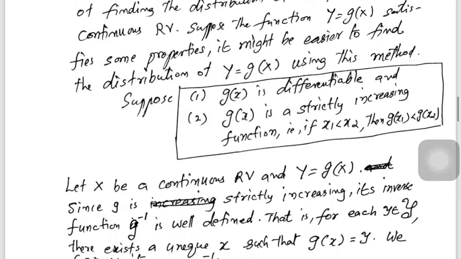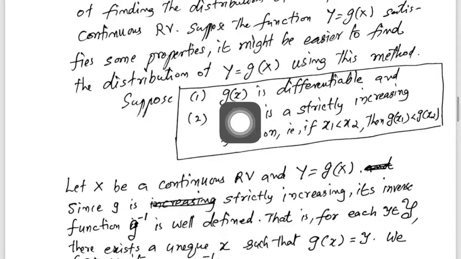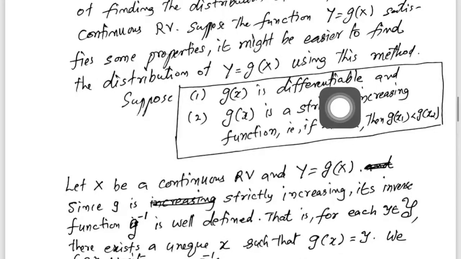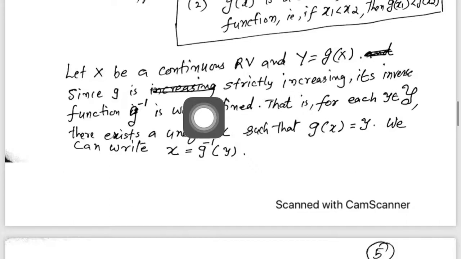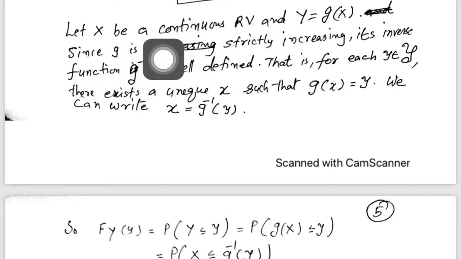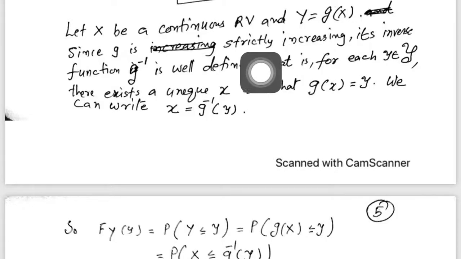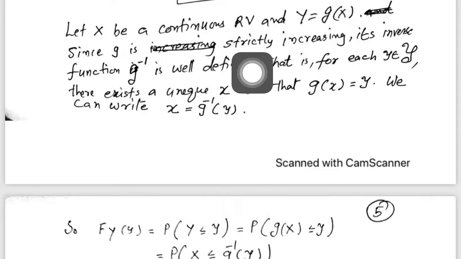First we consider g of x strictly increasing, and apart from this condition you should have the condition that g of x is differentiable also, because if g of x is differentiable, then only we can find the derivative of g and g inverse, etc. Now we come to the main part of our discussion. Suppose that x is a continuous random variable and y equal to g of x is strictly increasing. We consider the case of strictly increasing now, and later we will consider the case of strictly decreasing.